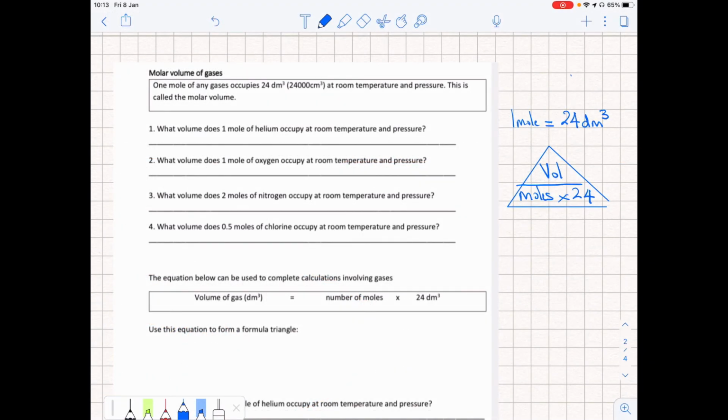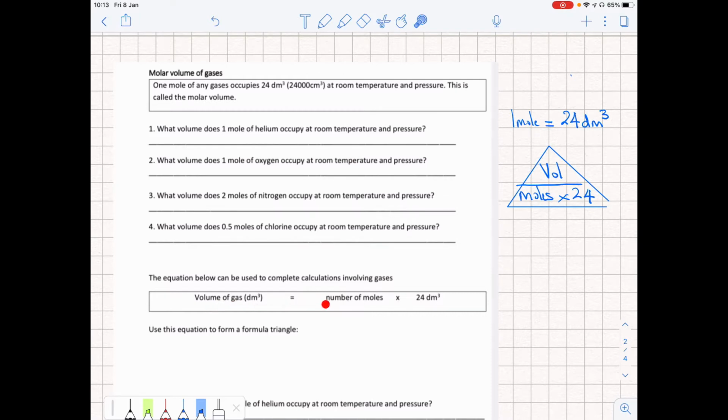Okay, in this video we're going to have a look at what's called the molar volume of gases. Hopefully you've watched the little introduction video, and this builds on that first video just to give us some examples of actually how to apply the equation. So the equation that I'm talking about is down here.